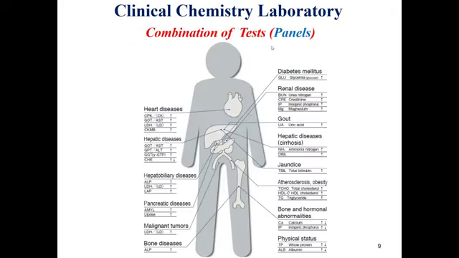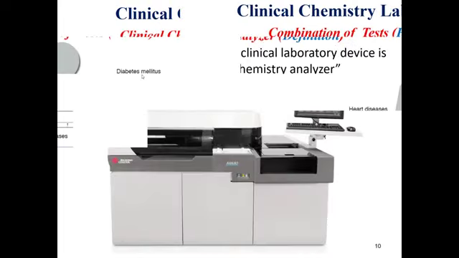So as we said, the panels or profiles are used to assess the condition of a specific organ or system. For example, we have panels for heart diseases, we have a panel for liver, we have panels to assess the condition of the kidneys, we have a panel to assess the condition of the pancreas, and so on. So usually a physician will request a panel or a profile, depending on the case or condition of the patient, in order to assess the medical condition for this patient.